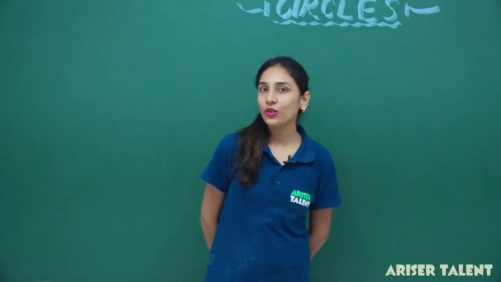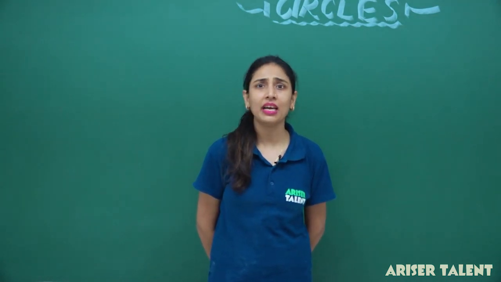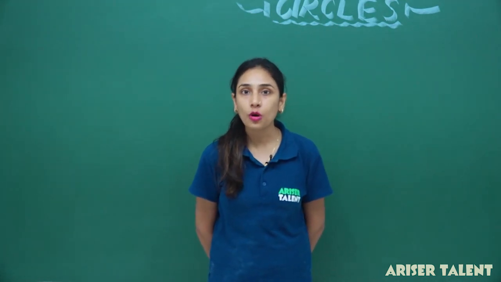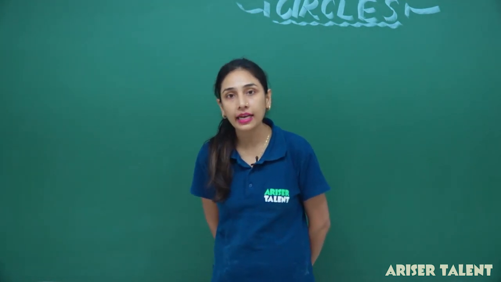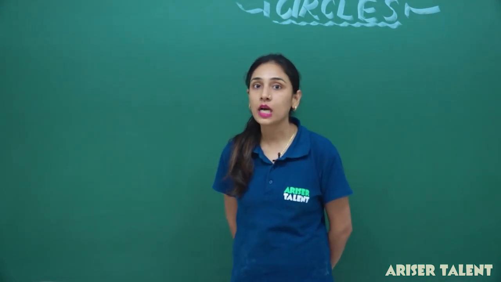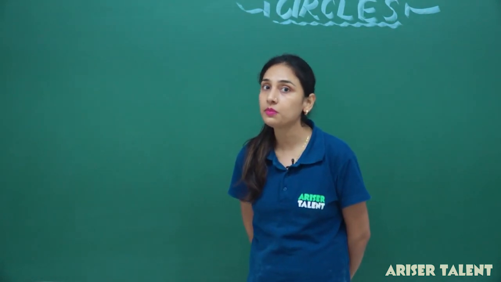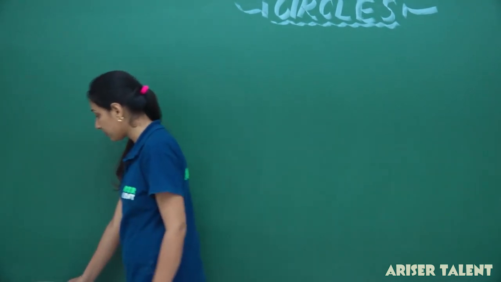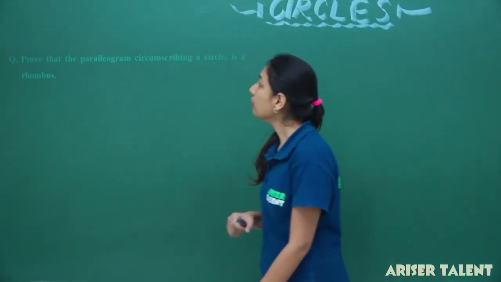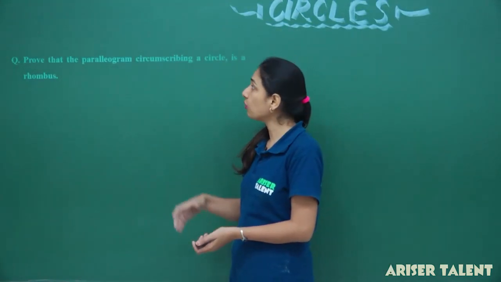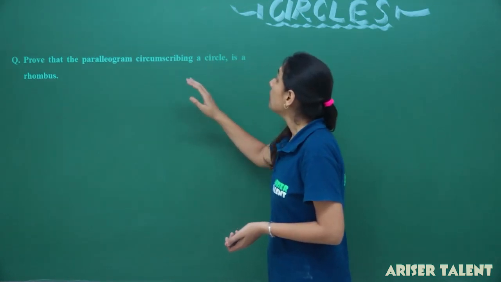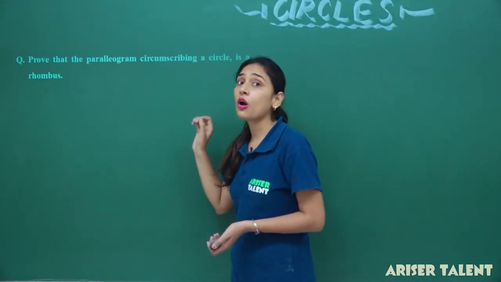Now we are going to discuss circles. Basically, we have gone through the circles and its properties and the tangent and its properties and the theorems. And now we are discussing some questions and some theorems based on tangent and its properties, right? So, here we were discussing this question, that we have to prove that a parallelogram circumscribing a circle is a rhombus.